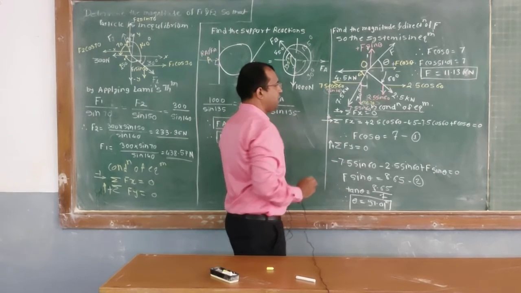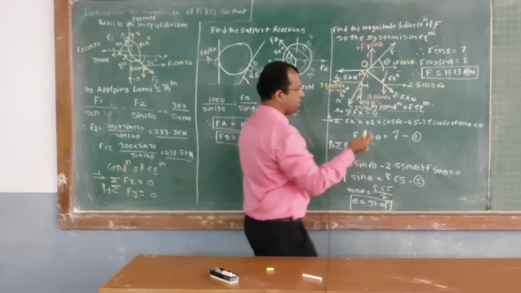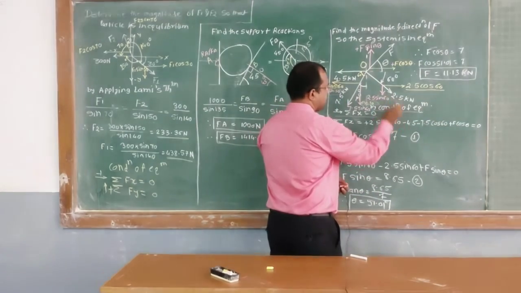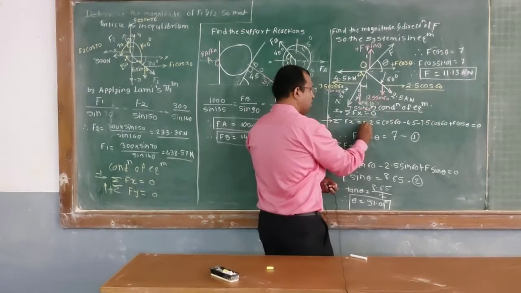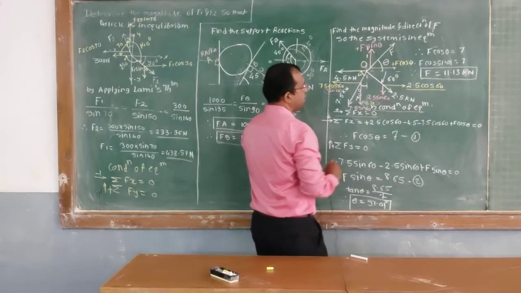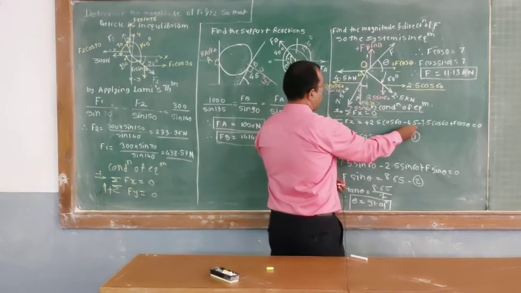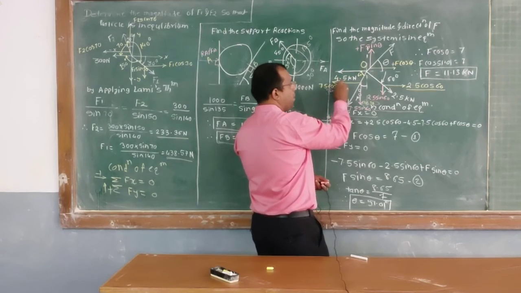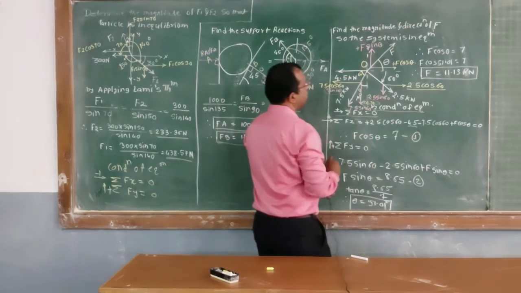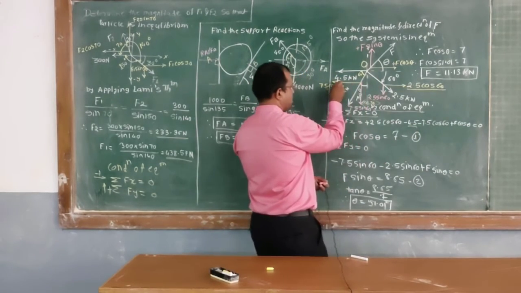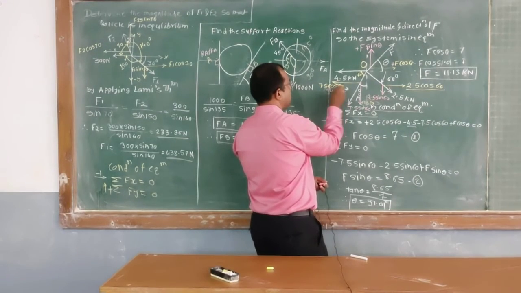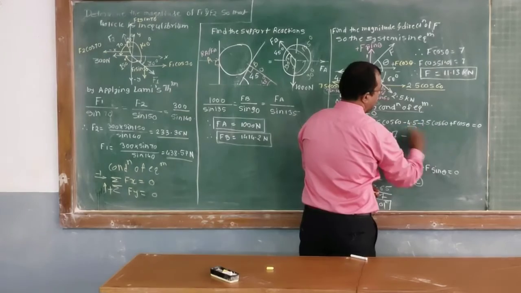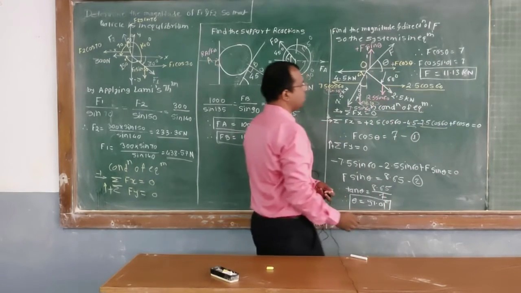Summation of F of x, what are the forces in x direction? First 2.5 cos of 60, it is going towards right, therefore it is positive. Then second force, minus 4.5, this force is towards the left direction, so this is minus 4.5. Then third, 7.5 cos of 60, it is minus because it is towards left, therefore I have written here minus sign, so minus 7.5 cos of 60.